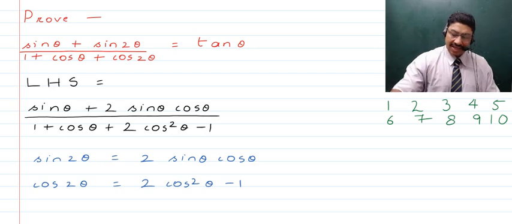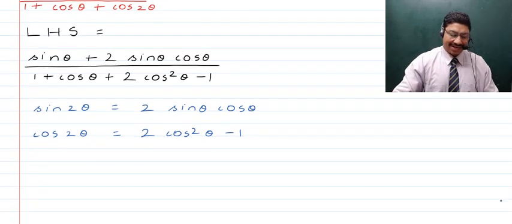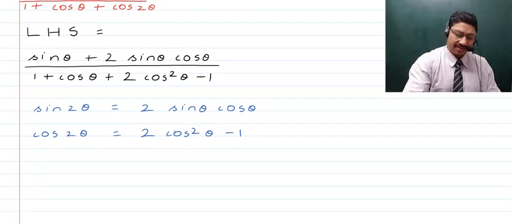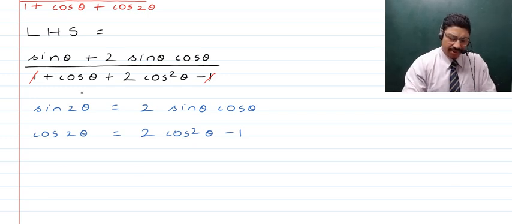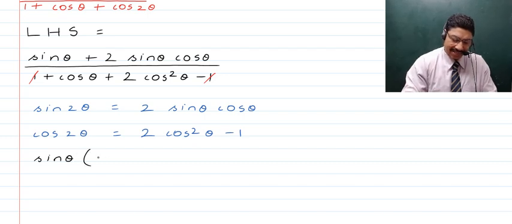Now children, we will apply all of this and see what will happen. We get to see here that minus 1 will get cancelled with plus 1, and thus this polynomial in the denominator has now become a binomial. Now children, to factorize it is going to be pretty simple. In the numerator, we can take sine theta common outside, and inside we'll be left with 1 plus 2 cos theta, right?